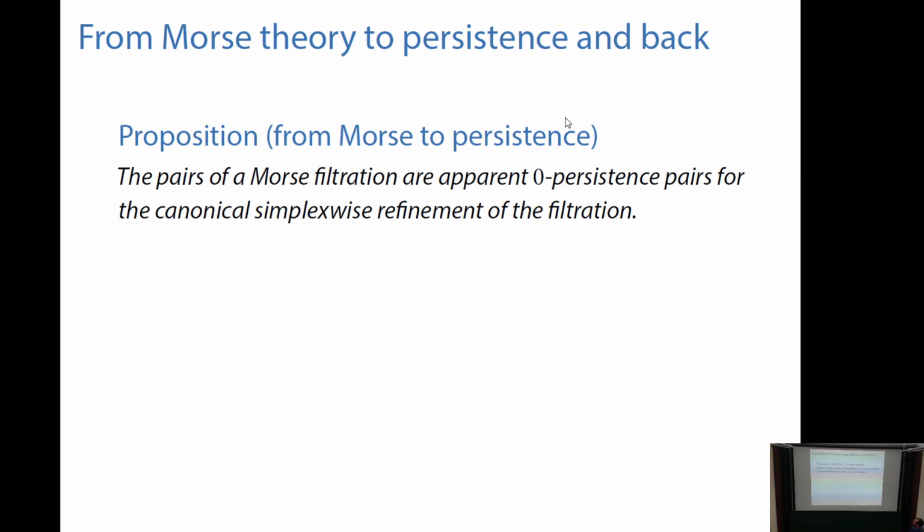And so here are two propositions connecting Morse theory to persistence and back. When you have a Morse filtration, and you look at the Morse pairs arising from this filtration, those will all be persistence pairs, they will all be apparent pairs, and they will have zero persistence. Now for persistence, you have to talk about a simplex-wise filtration, and I simply refine the Morse filtration in a canonical way: first the lower dimensional simplex, then the higher dimensional one. So this is how you can go from Morse to persistence.